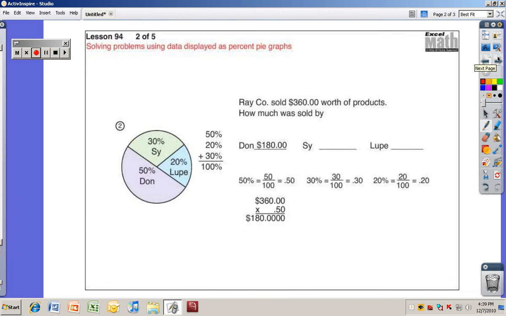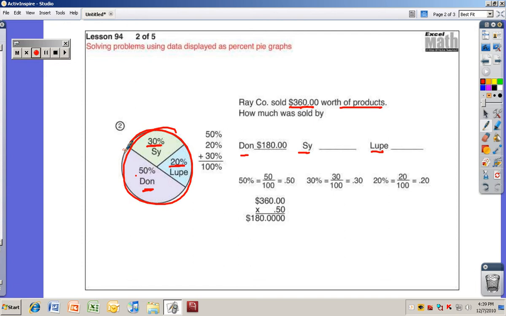Ray Company sold $360 worth of products. How much was sold by Don? How much was sold by Cy? And how much was sold by Lupe? Well, here's the percents that each person sold. Don sold 50%, or half of the products. Cy sold 30%, and Lupe sold 20%. Total 100% for the whole thing.